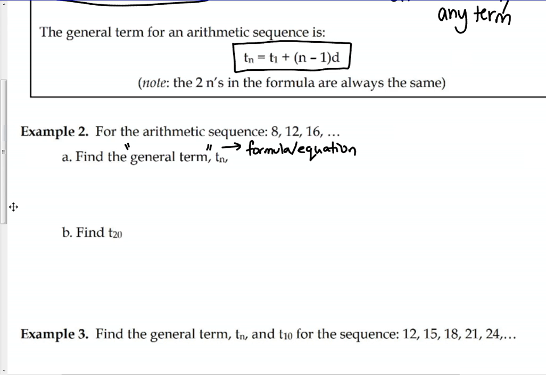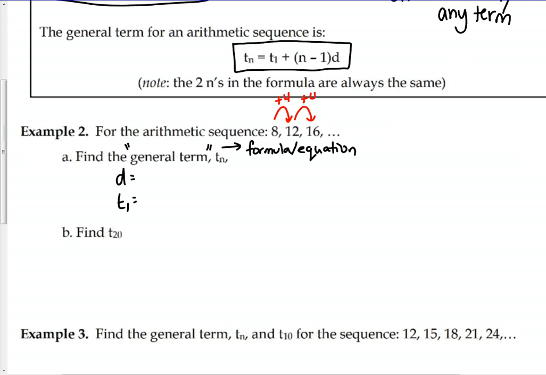Okay, so we're going to plug it into our formula. What do we need to plug it into our formula? We need to know our common difference and our first term. Do we know that? Or can we figure that out? Common difference. Want to do that first or first term? Sure, common difference. What are we adding each time?